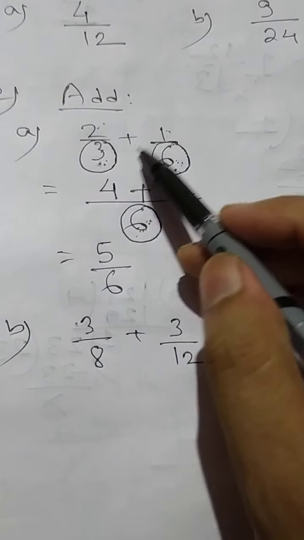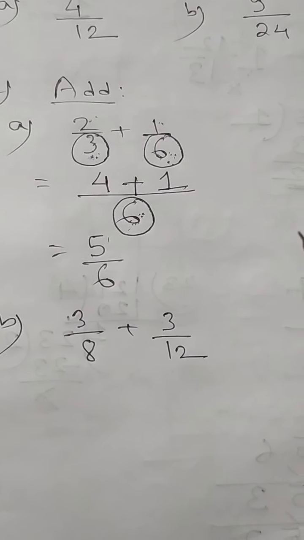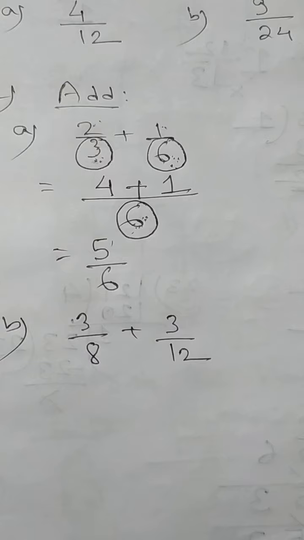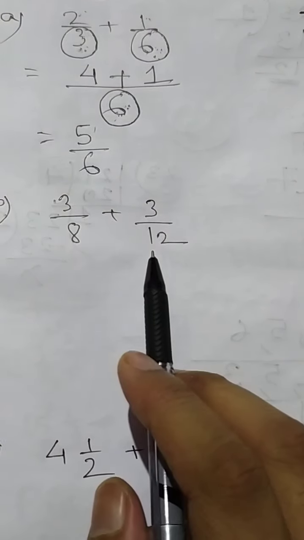So if you add 2 by 3 plus 1 by 6, your answer is coming 4 by 6. Okay, sorry, 5 by 6. The answer is coming 5 by 6. So next one, 3 by 8 plus 3 by 12.